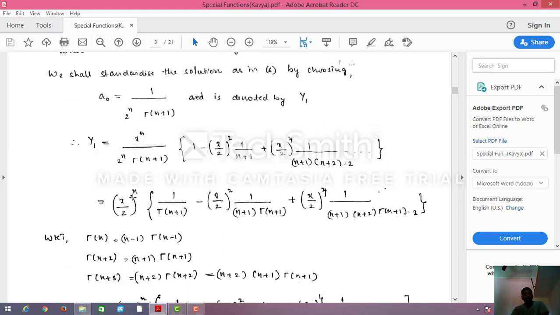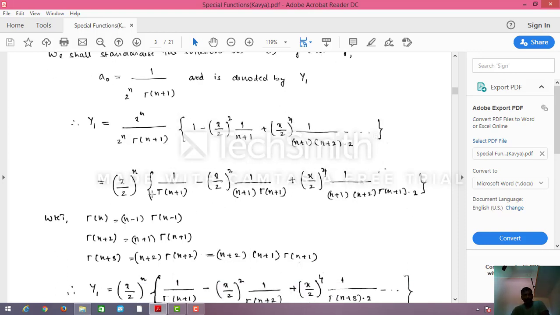Now (x/2)^n equals, I am multiplying this gamma of n plus 1 inside: 1 divided by gamma of n plus 1, minus (x/2)^2. This gamma of n plus 1 I multiplied already, n plus 1 is there, gamma of n plus 1, (x/2)^4, 1 divided by, here what is that, n plus 1, n plus 2 is there, I just multiplied gamma of n plus 1 into 2.